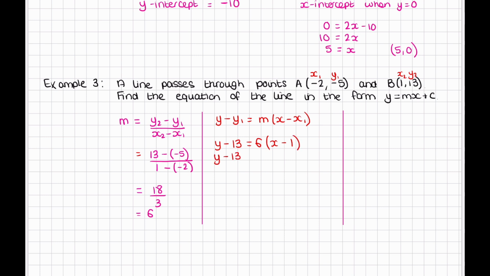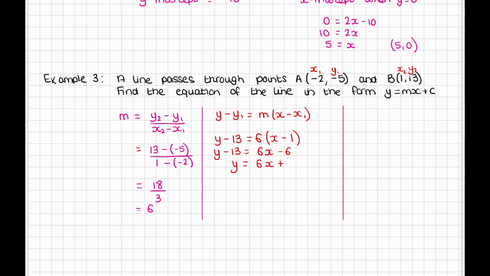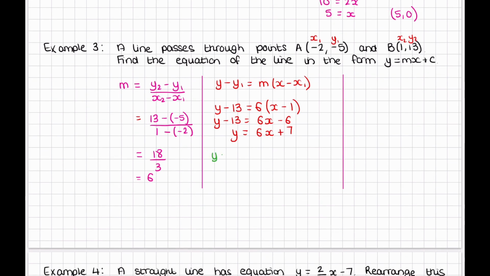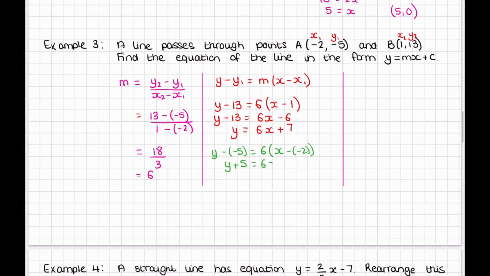Then I'm going to expand my brackets, so I'll get 6x minus 6, and then just rearrange, add the 13 to both sides, and I'll get y equals 6x minus 6 plus 13, which is plus 7. Now I'll also show you, if I was to sub in the other point, so y minus negative 5 equals 6 times x minus negative 2. I just want to do this to show that you would still get the same answer. You see we've expanded the bracket there. Now if I minus 5 from both sides, I'm still going to end up with 6x plus 7. So you can see there, it doesn't matter which point you sub in, you're still going to get the same equation.